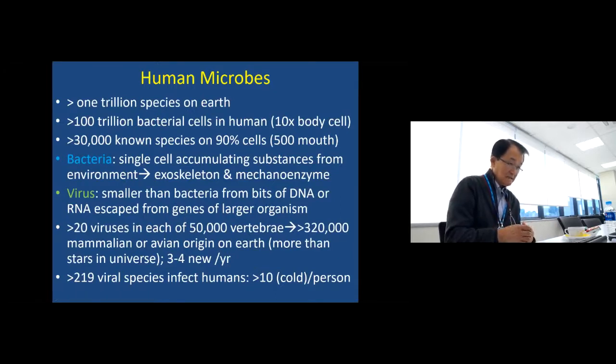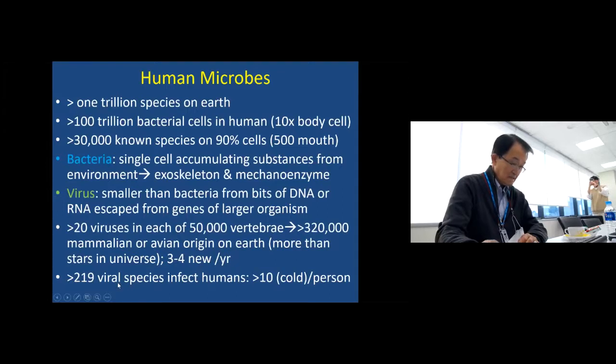There are more than 20 viruses in each of 50,000 vertebrae. And as I mentioned, about 500,000 have been known of mammalian or avian origin on Earth. They expect a lot more. This is a lot more than maybe stars in the universe. And there are 3-4 new viruses per year.